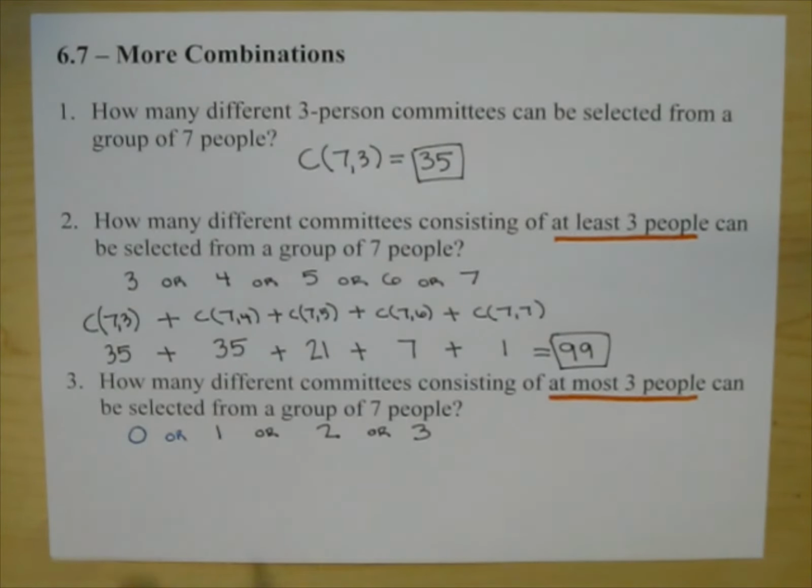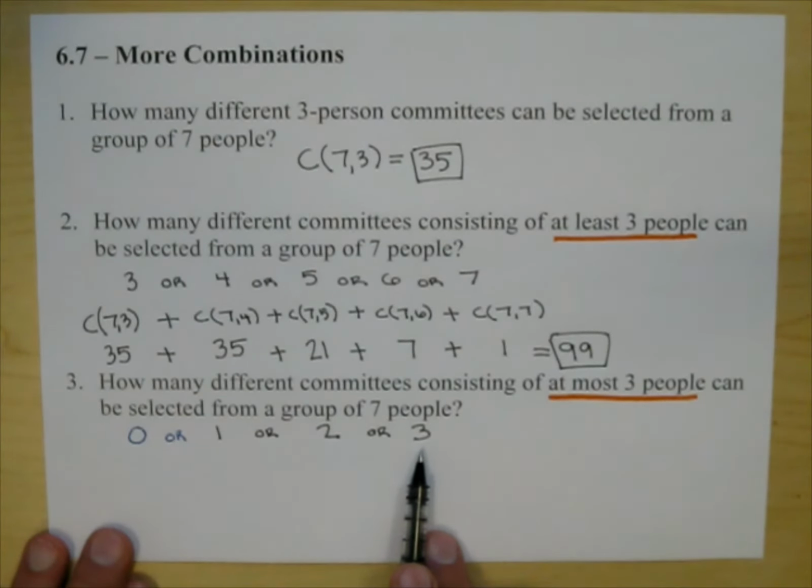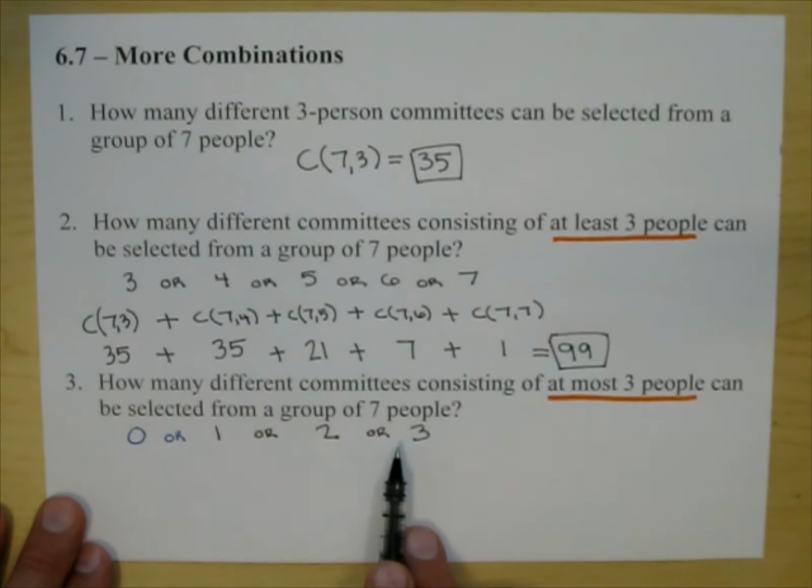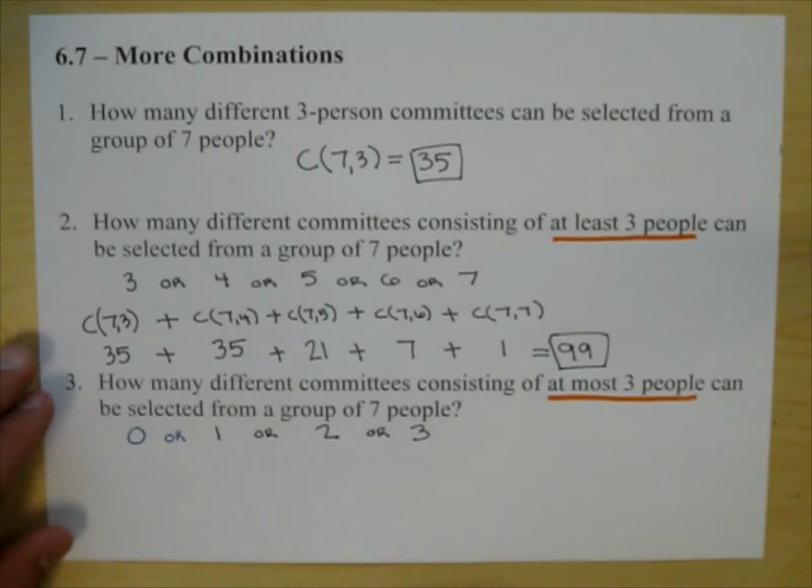So now I do these problems. It's going to break up into 4 individual problems. How many ways can I select 0 people from 7 people using combinations? It's going to be 7 choose 0.